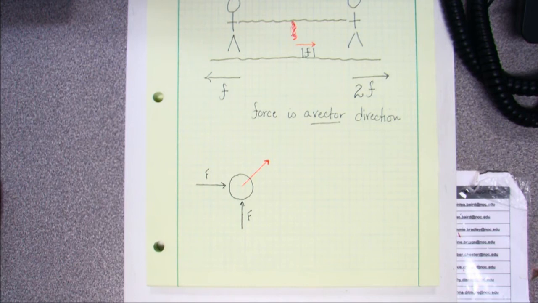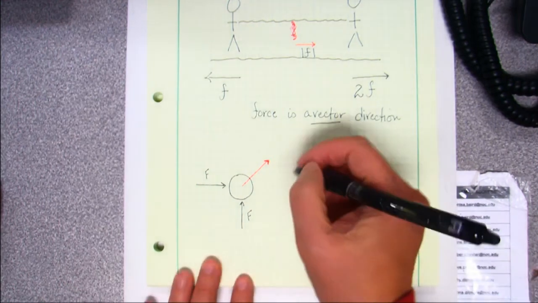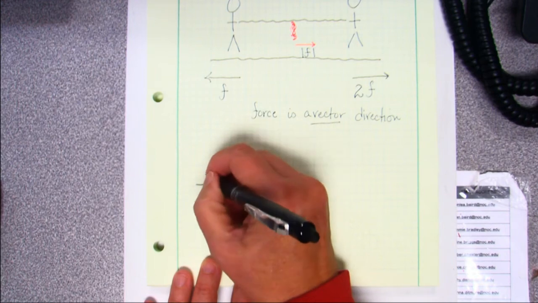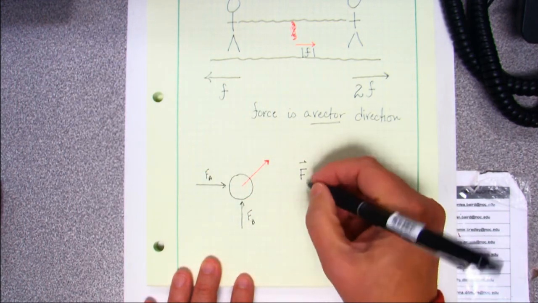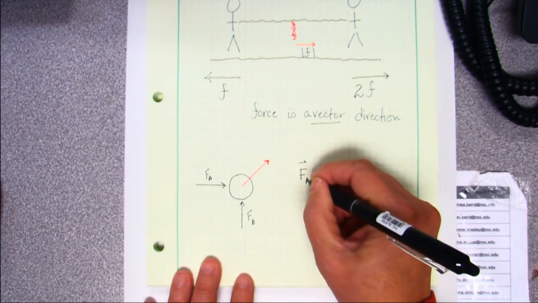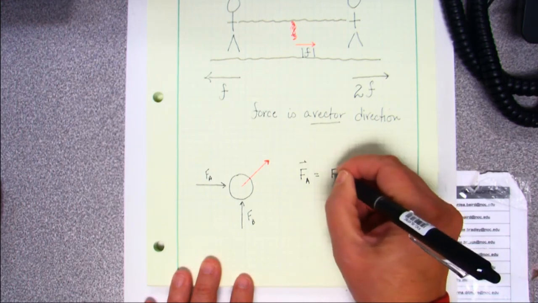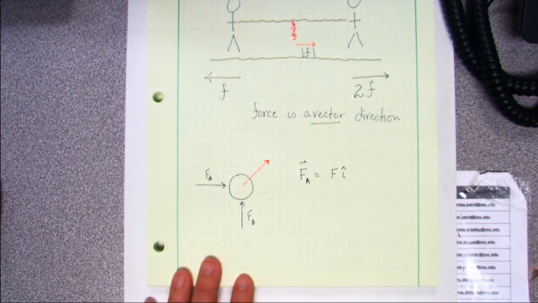Because I can add vectors, I can add my force vectors just like I can add my velocity vectors, just like I could add my acceleration. So we have to really take that into account. If I write this is force A and this is force B, force A, let's write it in vector notation here. Force A is going to have the magnitude of the force in the I direction.